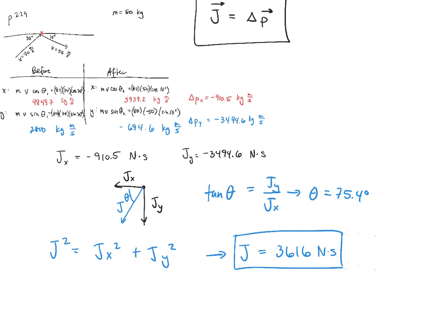So why is this important? This kind of a collision will happen. What does the book give as a number? 14 milliseconds this will happen in. That's how long it will be in contact with the wall for.